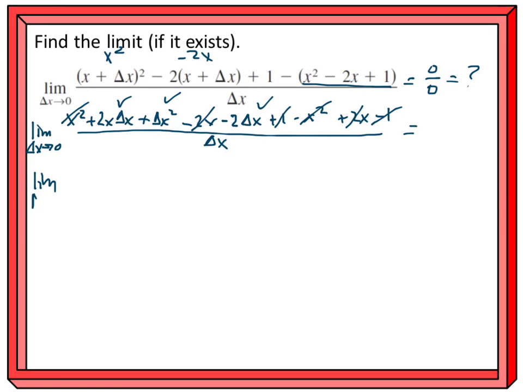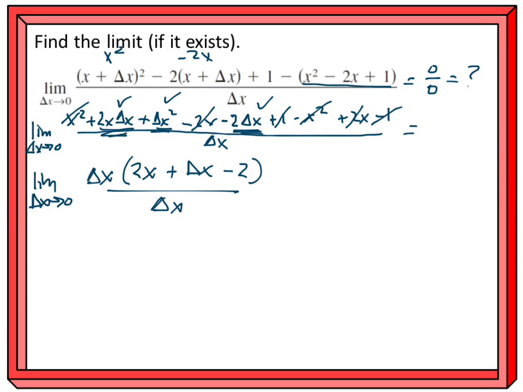Limit as delta x approaches 0, factor out a delta x. From this first term here, I'll be left with a 2x. From this one I'm going to have just another factor of delta x, and from this one a negative 2. Close those parentheses, divided by delta x. Hey, look at this. We have delta x's across the top and the bottom. Divide those out and just get 1.